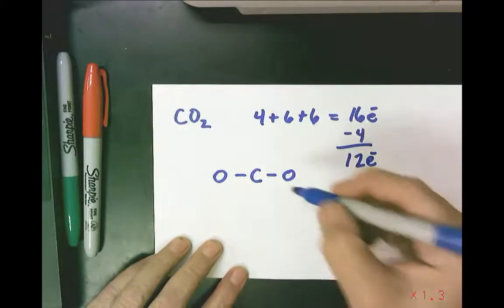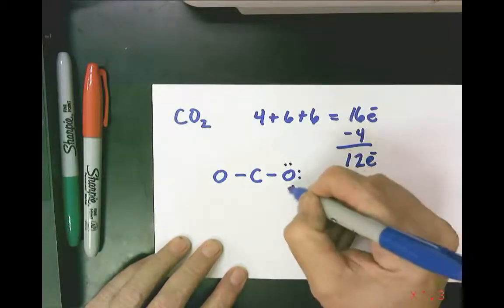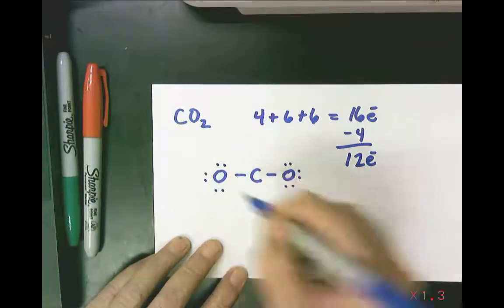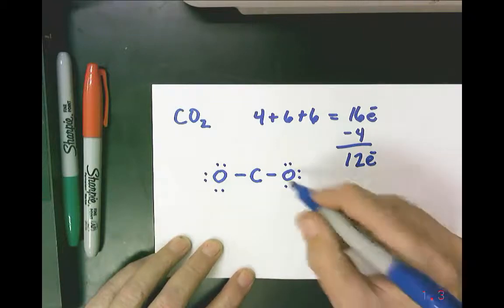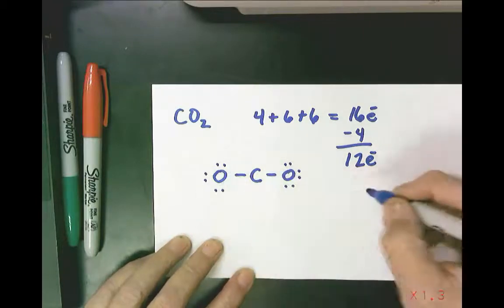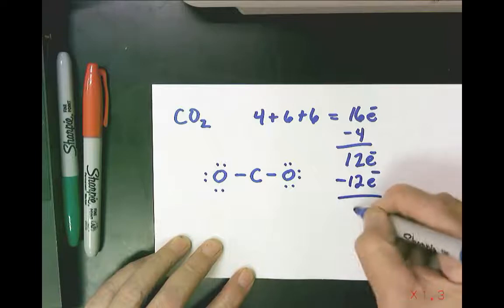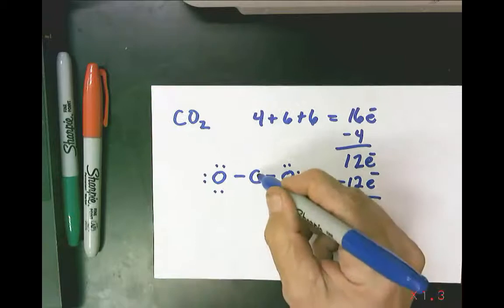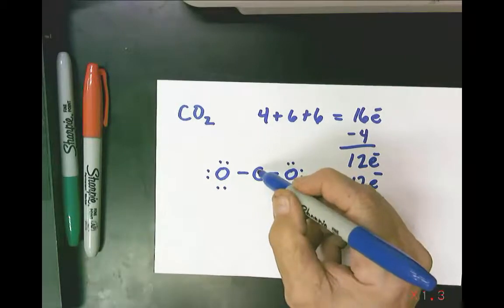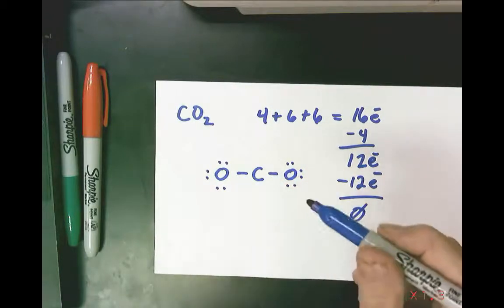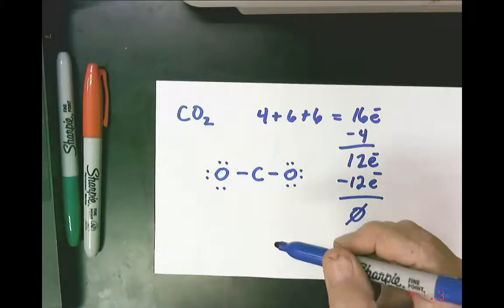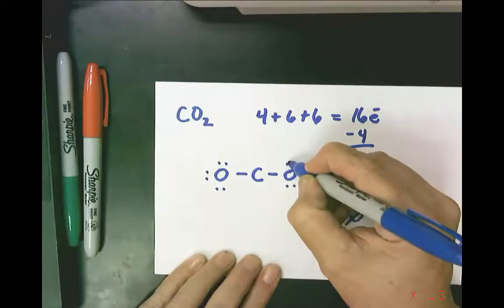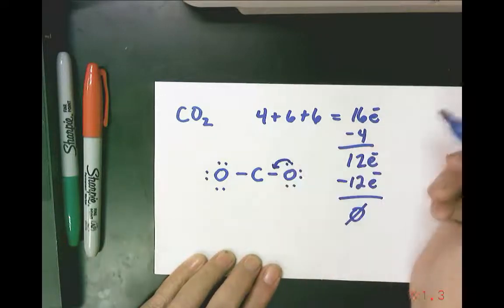All right, next step says complete the octets on the outer atoms. So I'm completing the octet, 2, 4, 6, 8, 2, 4, 6, 8. So I've used 2, 4, 6, 8, 10, 12. I've used 12 electrons. I have no electrons left to work with. Carbon does not have a complete octet, so I have to now go to the last step that says use multiple bonds. So now I'm going to push these 2 electrons down here, okay?